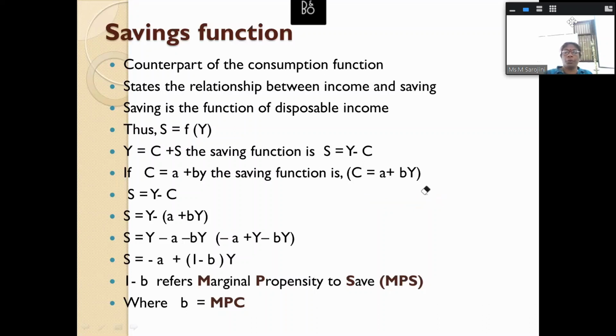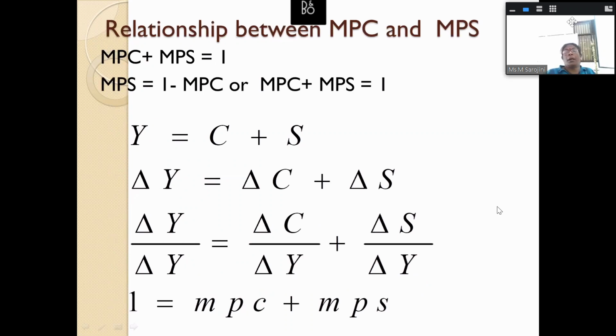Now we will move to why MPS is 1 minus b. This is the relationship between MPC and MPS. Here, the MPC is the marginal propensity to consume and MPS is the marginal propensity to save. According to theory, MPC plus MPS is equal to 1. Once you know the MPC, you can calculate the MPS, and vice versa, because both add up to 1. We can derive the MPC as well as the MPS using this equation.